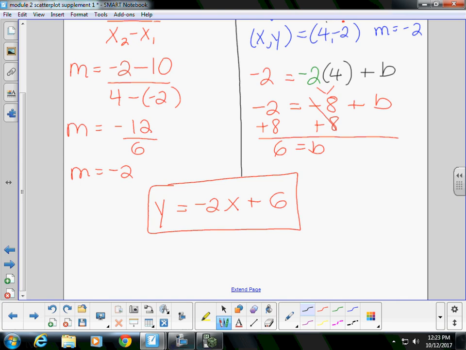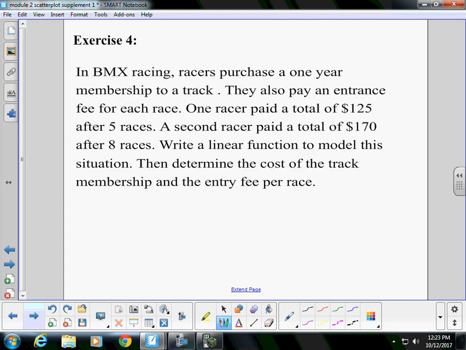All right, one last one. Uh-oh, it's a story problem. Same idea, it's just that you've got to put the numbers together from the story into ordered pairs. In BMX racing, racers purchase a 1-year membership to a track. They also pay an entrance fee for each race. One racer paid a total of $125 after 5 races. So that means that they had 5 races and then they paid $125. So the ordered pair is (5, 125).